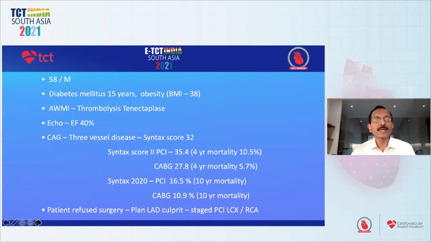Our patient was a 58-year-old male. He was diabetic for 15 years. He was obese with a body mass index of 38. He had a recent myocardial infarction and had received tenecteplase recently. His echo showed an ejection fraction of 40%. His angiography showed 3-vessel disease with a SYNTAX score of 32.